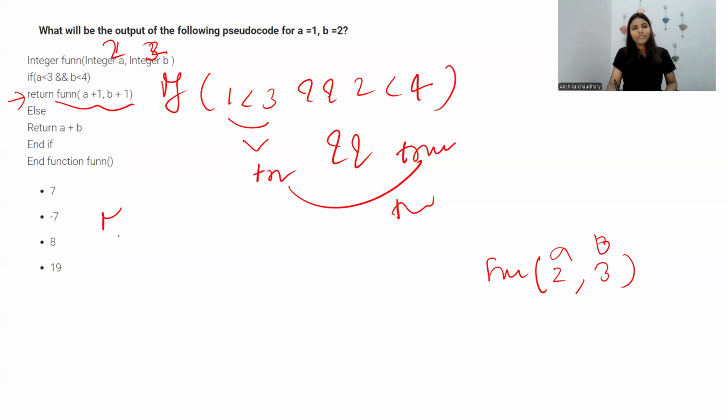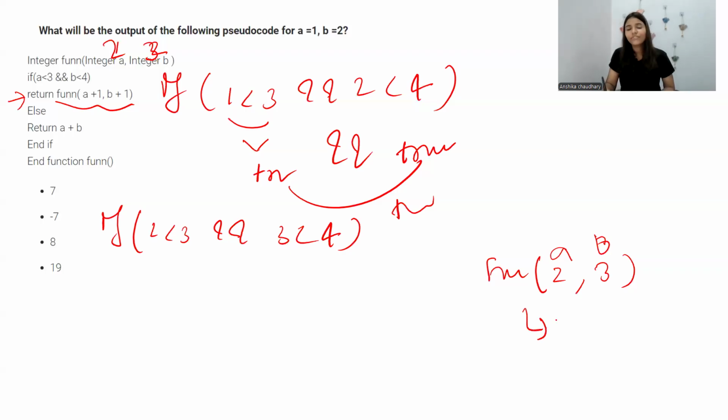It will be checking if a is less than 3. So a is 2, which is less than 3, and b is less than 4. So 3 is less than 4. Yes, once again the condition is true. It will return a function call. So this function call will return again a function call for a plus 1 comma b plus 1. So the previous value was a of 2 and b was 3. Right, so it will become 4 this time. Okay, the same thing will happen but for the changed parameters.